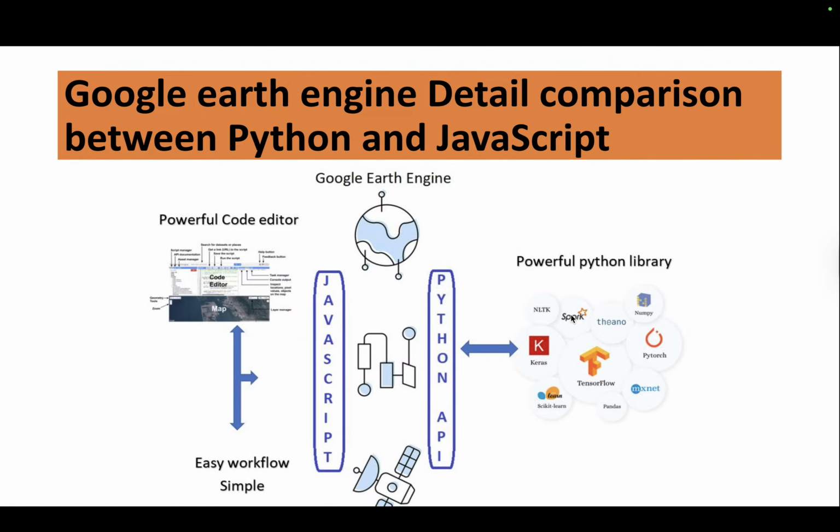These libraries we can easily integrate with Google Earth Engine to do more analysis. In the JavaScript API code editor we find a very powerful code editor, which we can easily use to learn Google Earth Engine. Python is not as powerful a code editor, but it has a lot of powerful libraries that we can integrate with Google Earth Engine for a lot of analysis. Google Earth Engine is also supported by the R programming language, because R has a lot of powerful packages.